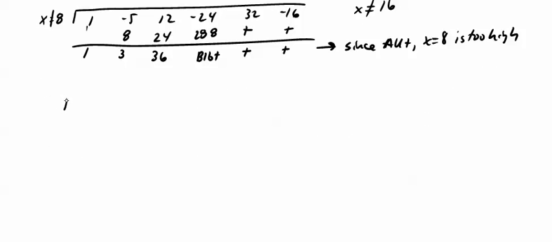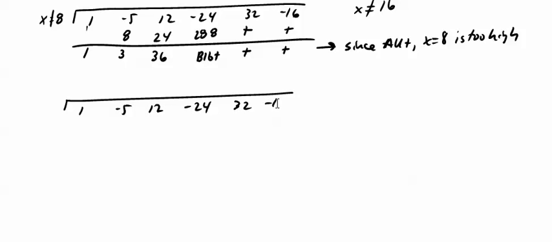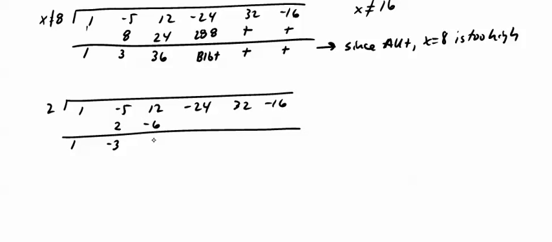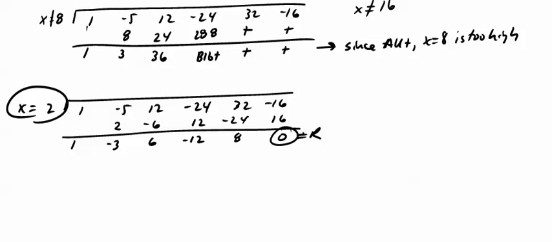So let me try 2. 1, negative 5, 12, negative 24, 32, and negative 16. So I'll try positive 2: 1, 2, negative 3, negative 6, 6, 12, negative 12, negative 24, 8. 8 times 2 is 16, 0. Oh, hooray! The remainder is 0. Therefore, x equals 2 is a root.